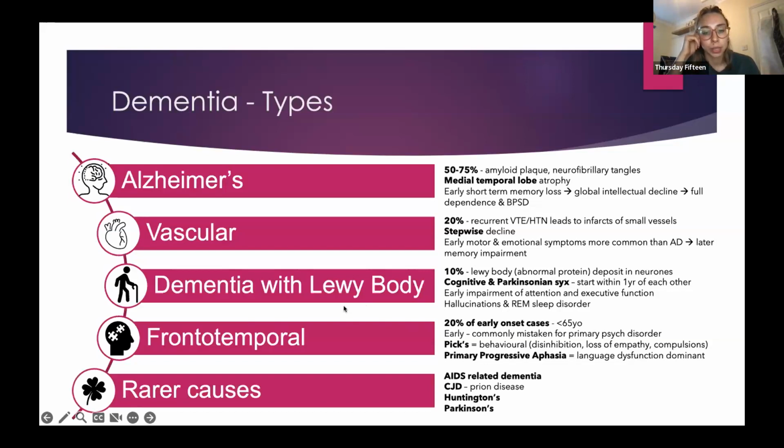And then you have your rarer causes, so AIDS-related or end-stage HIV-related dementia, and then CJD, which is a prion disease. Huntington's and Parkinson's disease can also cause dementia.